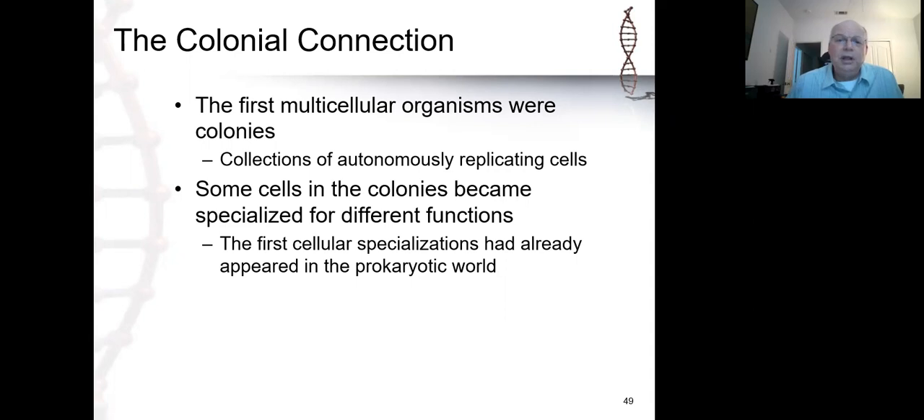So initially, multicellularity was probably in the form of colonies. And certainly when we look at the origin of animals, and when we discuss the origin of animals in chapter 32, we'll look at the protists that we think represent the protist origin of the animal kingdom, and they are certainly colonial.